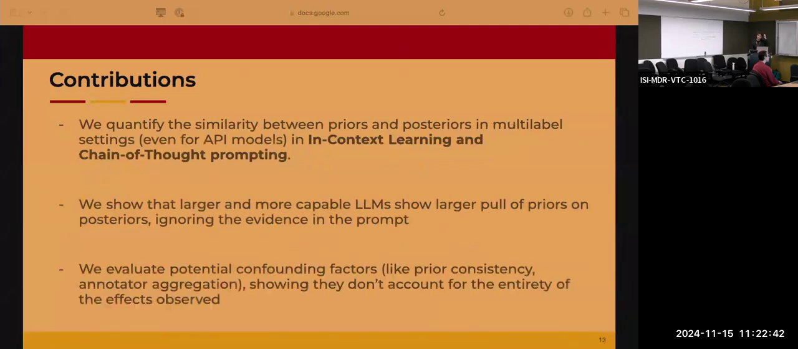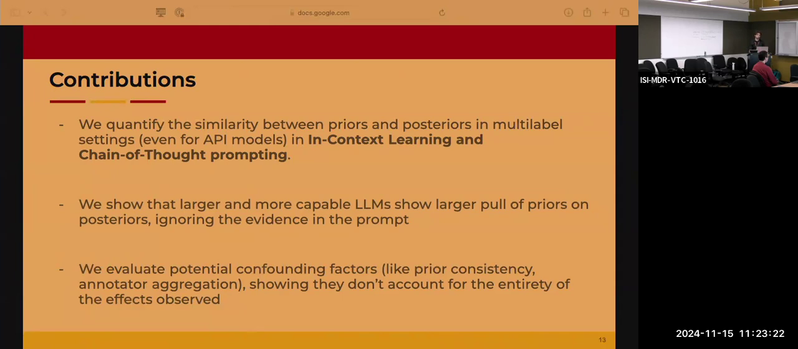And a TLDR for my presentation is that we quantify the similarity between the prior and the posterior predictions in multi-label settings, so complex settings. And we do so even for API-based models like ChatGPT or Claude, using in-context learning and chain of thought prompting. We saw that larger and more capable large language models actually show larger overlap of the priors and the posterior predictions. And basically that the model seems to be ignoring the evidence in the prompt, even if it's in contrast to its priors.